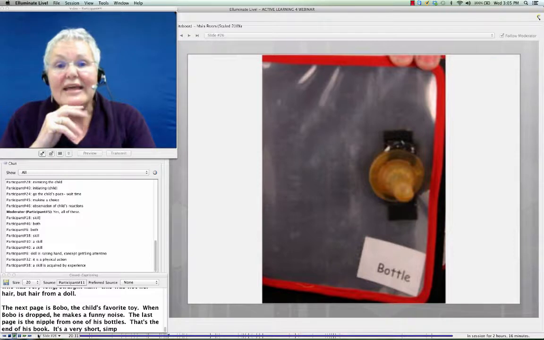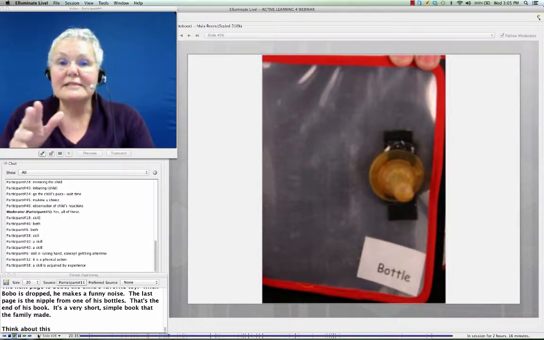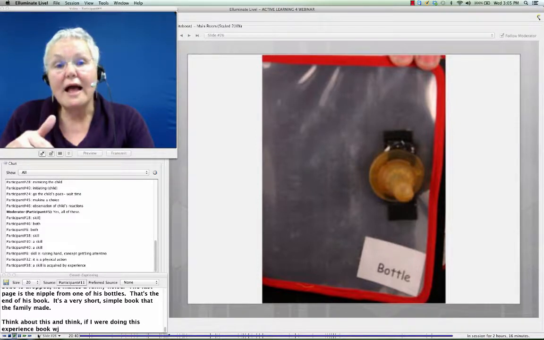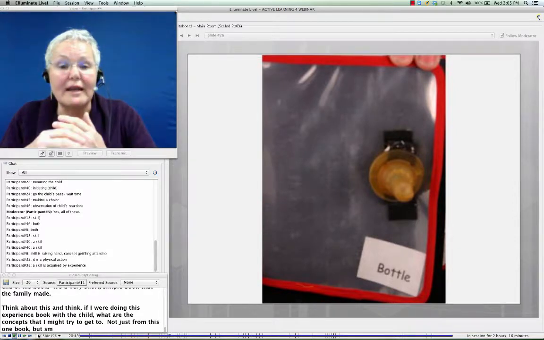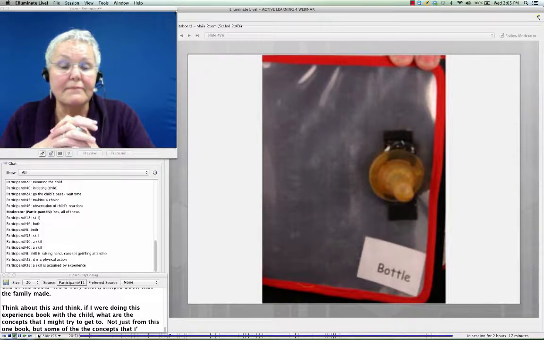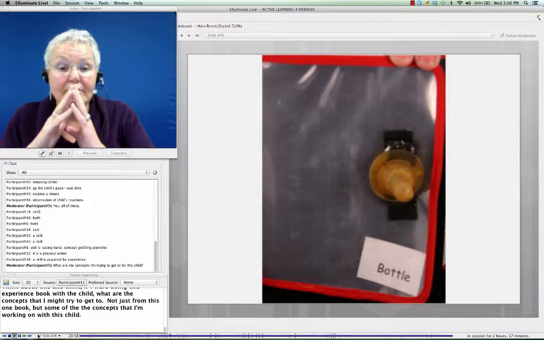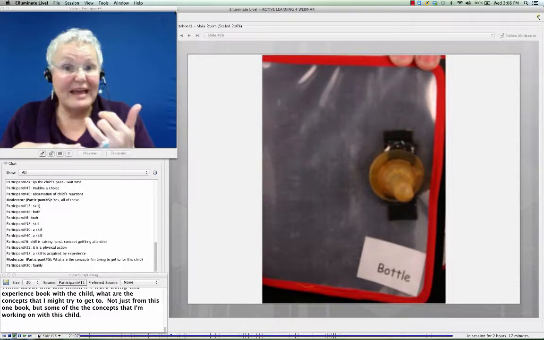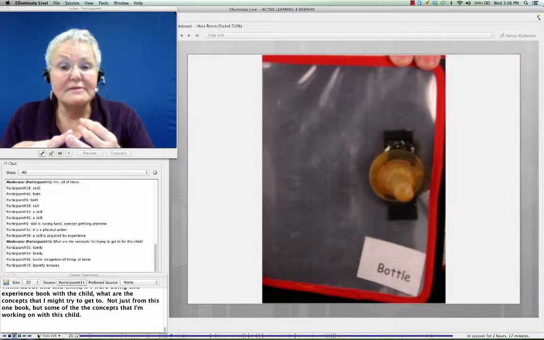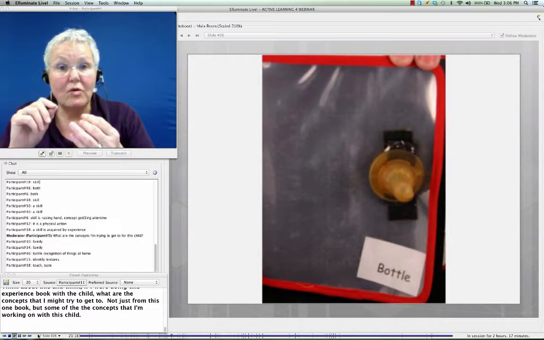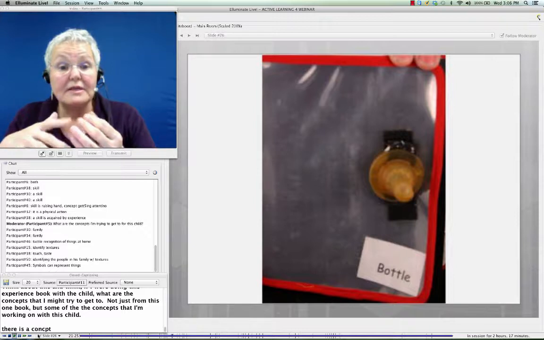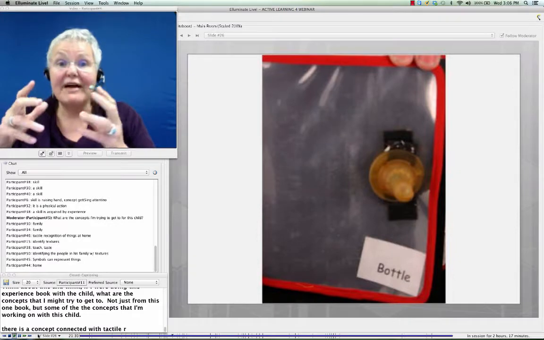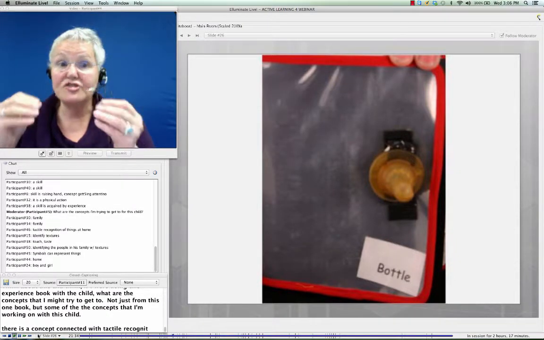So what I'd like you to do is think about this and say, gosh, if I were doing this experience book with the child, what are the concepts I might be trying to get to? Not just by doing this one book, but what are some of the concepts I'm working on for this child? The concept of family. Other concepts? Tactile recognition of things at home. Okay, now there is a concept connected with that as well as a skill. Touch and taste. Identifying textures. If I physically show you that I know what those textures are, that becomes a skill.